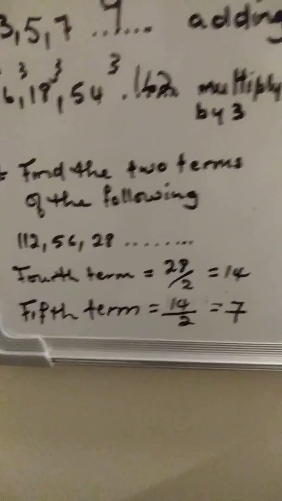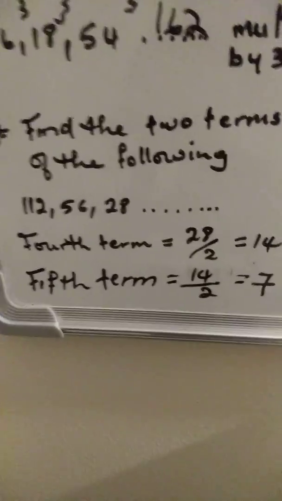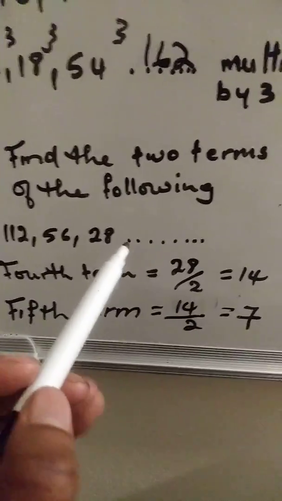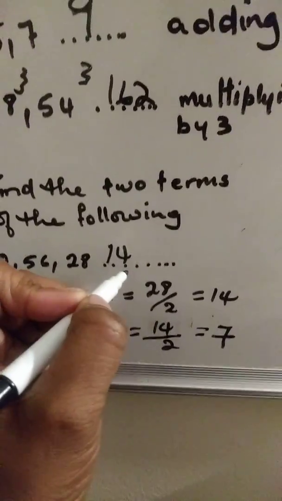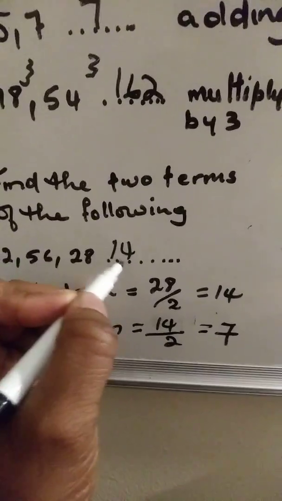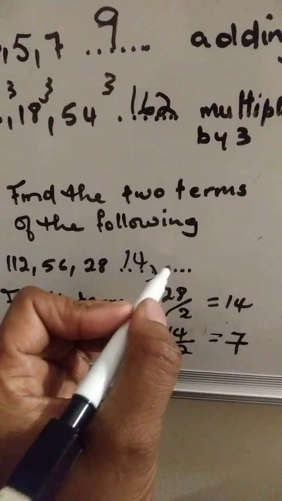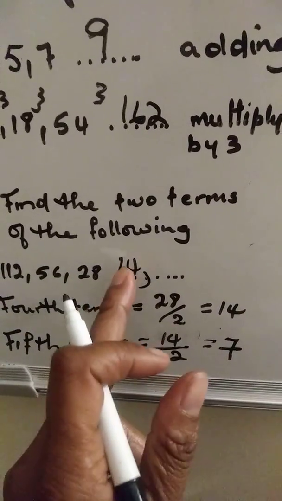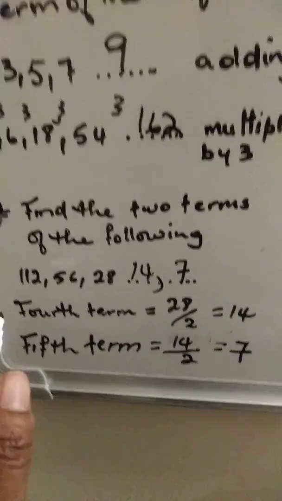Hence, the fourth term will be found by dividing 28 by 2, which gives you 14, which is the fourth term. First, second, third, fourth term. And the fifth term will be found by dividing 14 by 2, which gives 7.